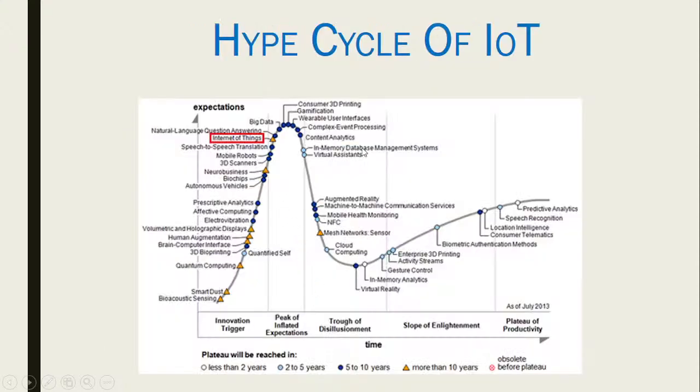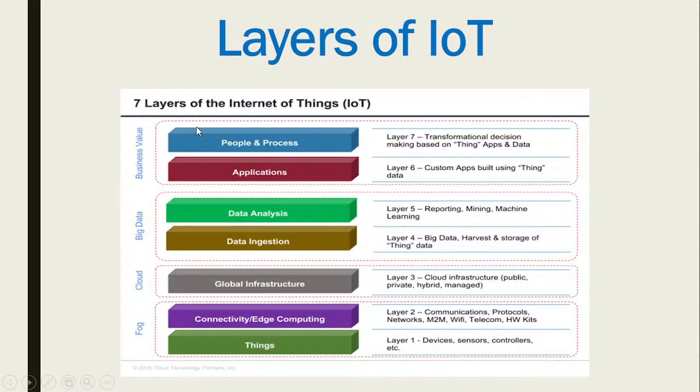Then this is a hype cycle, showing different times and peaks of different technologies. Here you can see Internet of Things at the peak of inflated expectations. Then this is a layered representation of Internet of Things. Here you can see at the top level, people and process.